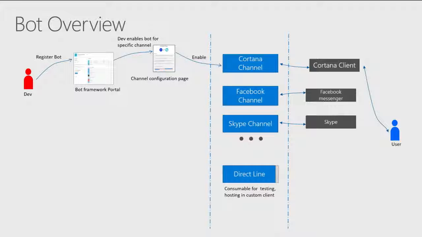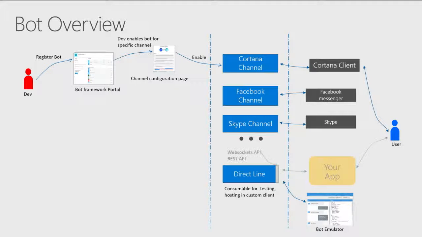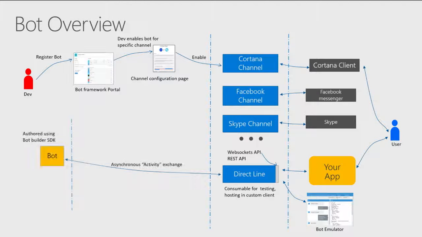And this is designed to allow you to consume your bot in testing environments as well as your custom client applications. This Direct Line is what was used in the emulator that you saw earlier, as well as the web chat. And the same REST and WebSocket API could be used within your application, and your end user can interact with your application with custom UI to interact with the bot.